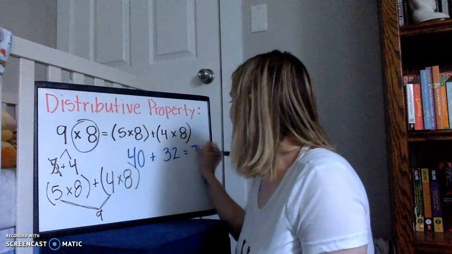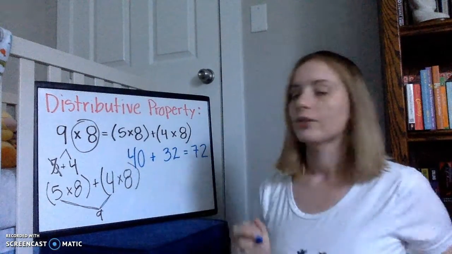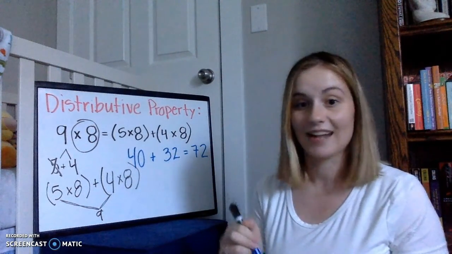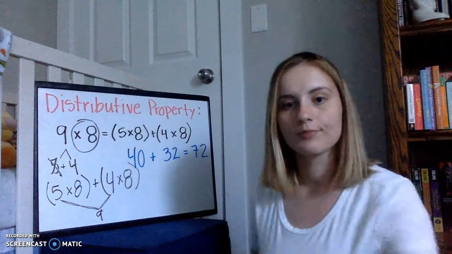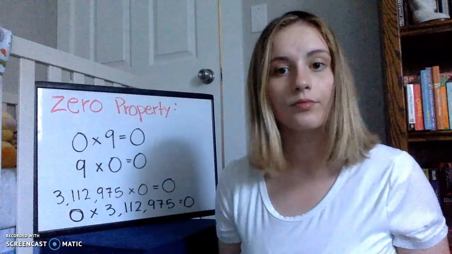So my answer is 72. So that might be easier for you to solve than doing 9 times 8, which are bigger numbers. You just do the smaller numbers and then add them up. That's the distributive property.